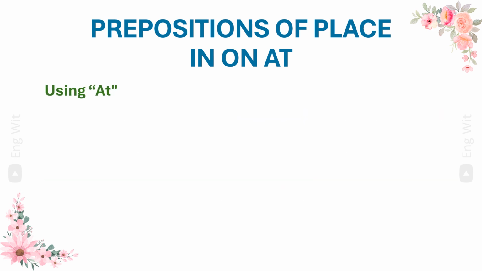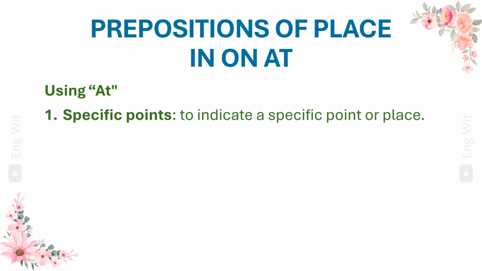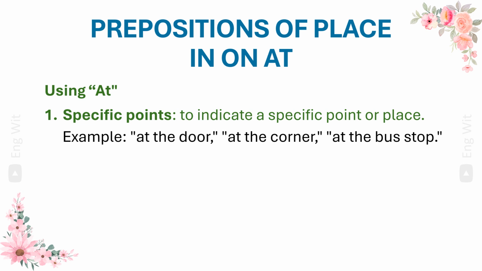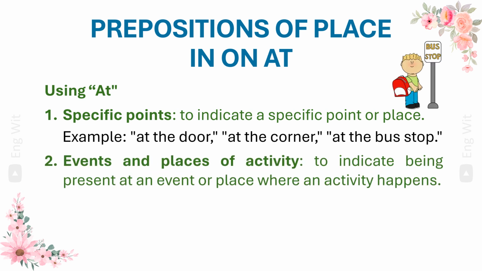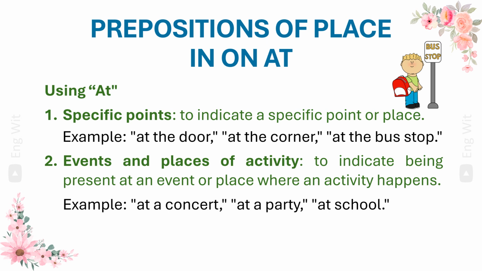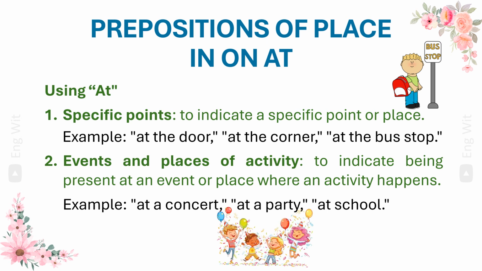Using at. At is used for: 1. Specific points, to indicate a specific point or place. Example: at the door, at the corner, at the bus stop. 2. Events and places of activity, to indicate being present at an event or place where an activity happens. Example: at a concert, at a party, at school.